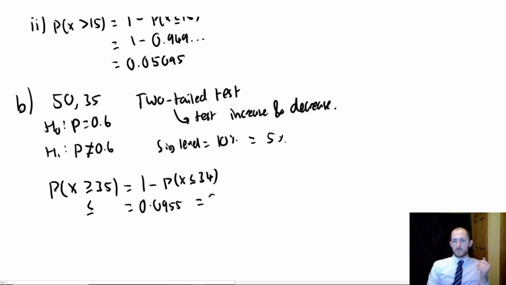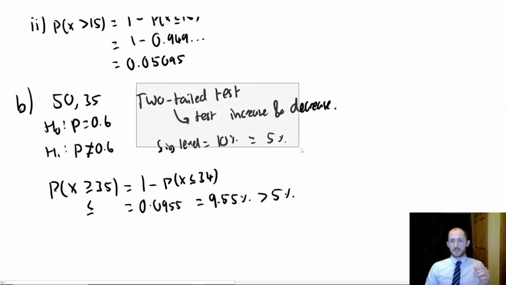So that's equal to 9.55%, which is bigger than 5%. So now you can see how they would screw you over, right? Because if we tested at a 10% significance level, we would have the exact opposite conclusion than if we tested at the 5%. So this is where you need to be careful.